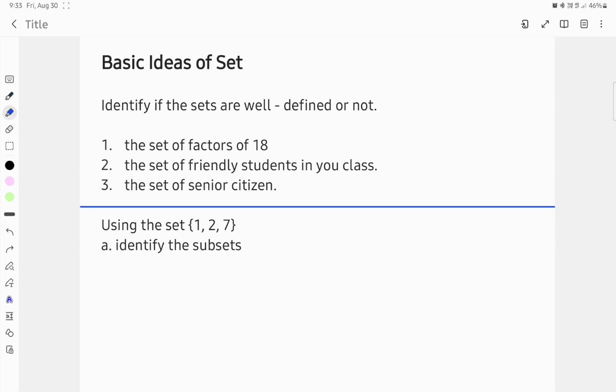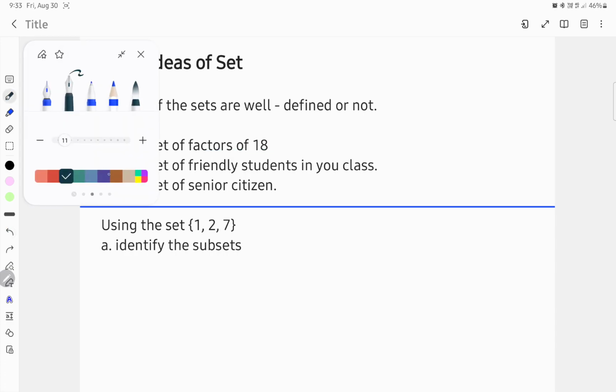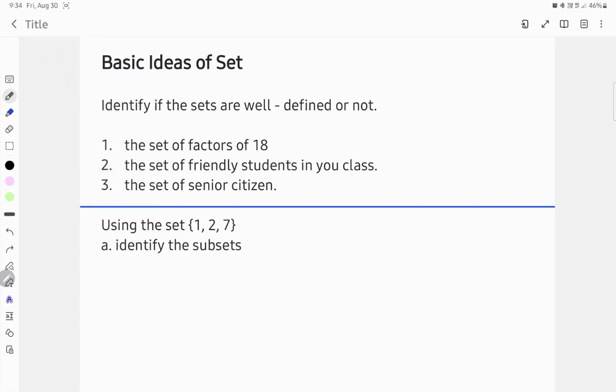So number one, the set of factors of 18, is it well defined or not? Let me just change the color of my pen so that it would have an emphasis. Factors of 18: 18 has different factors such as 1, 2, 3, 6, 9, and 18. So these are the factors of 18, and technically, this is a well-defined set.